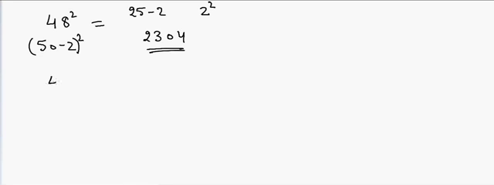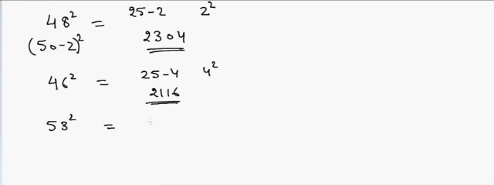Another example is 46 square. In this case we'll subtract 4 from 25 and do 4 square, so the answer will be equal to 2116. Let's take another example. If I have 53 square, then in this case it will be 25 plus 3 and then 3 square, so the answer will be equal to 2809.